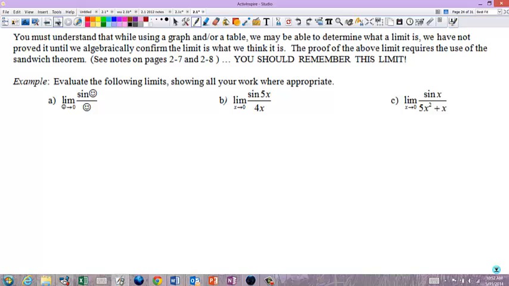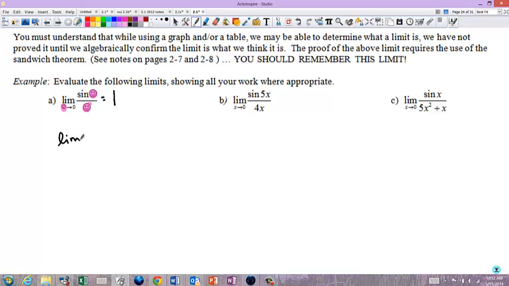Now that actually applies to anything. If these three things are the same, like this takes the place of my x, if the limit of smiley face goes to 0, of sine of smiley face over smiley face is still 1.